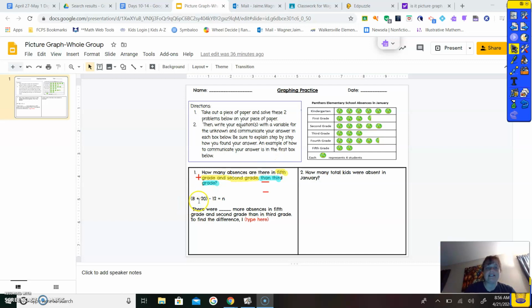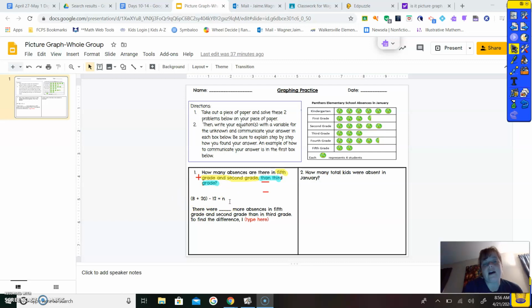So for 5th grade and 2nd grade, notice how this is in parentheses because we want to make sure we add those two numbers together before we subtract 3rd grade from it. The parentheses tell us we need to do this part first. So we have 8 plus 20 minus, because we're going to be comparing 5th grade and 2nd grade to 3rd grade. When you're comparing, you always subtract. So 3rd grade, let's count. We have 4, and again, this key tells us that we need to count by 4s. 4, 8, 12. And that's where that number 12 comes from. So we have our equation equals n.